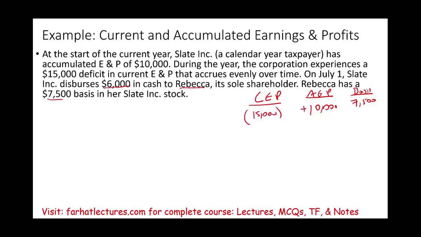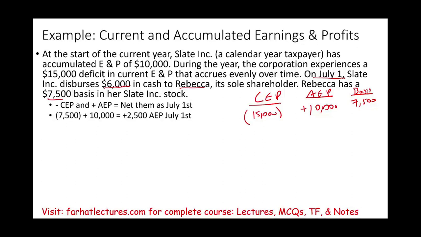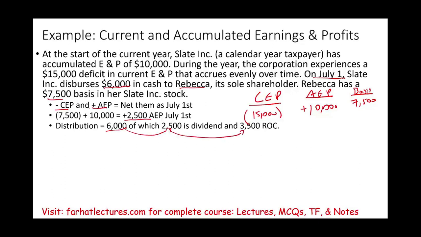What do we do? We're going to go to July 1st and net them out. Do we net the 15,000 plus 10,000? No, we're going to assume CEP is incurred evenly. So as of July 1st, which is the middle of the year, we have negative 7,500 of CEP. So negative CEP plus AEP, we net them out as of July 1st. We net half of CEP because we assume that as of July 1st, we have losses of only 7,500. Overall, we still have a positive AEP. Well, if we made a distribution to Rebecca of 6,000, of the 6,000, we're going to say 2,500 is dividend, and the remainder is return of capital.